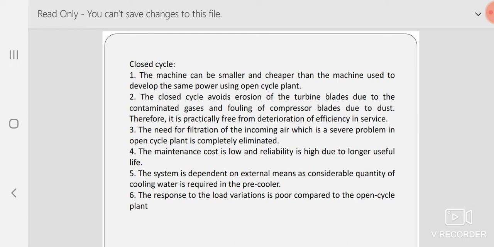So a closed cycle gas turbine may be difficult in Chennai because you have to supply lots of water for the cooling tower. You have to supply lots of water for cooling the heat exchanger where the heat is being rejected continuously. That involves a lot of cost. Who will pay the cost? The client is to pay the cost.